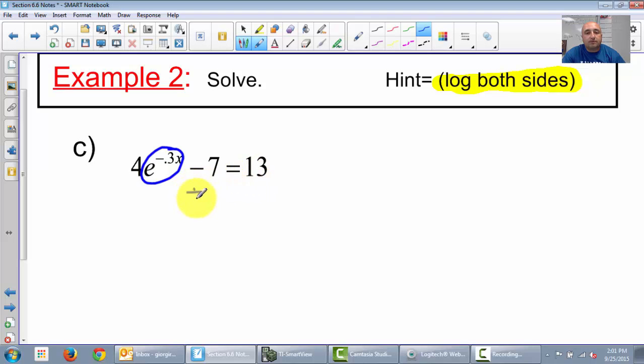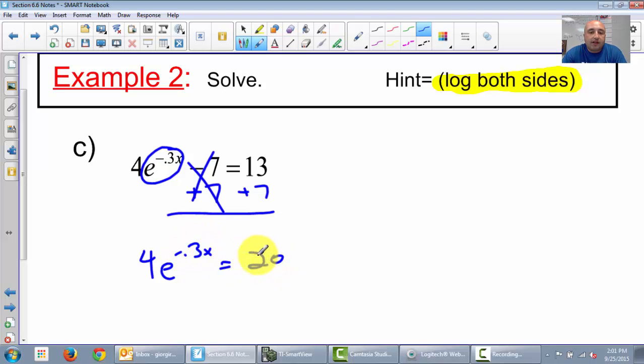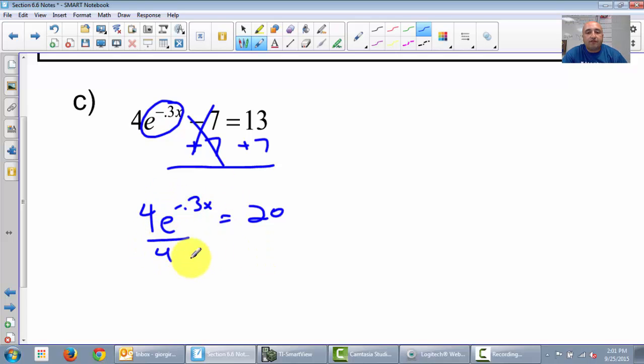So what I'm going to do first is add 7 to both sides to get rid of the 7's. So I have 4e to the negative 0.3x is equal to 20. And now I need to get rid of that times 4, so I'm going to divide everything by 4. So e to the negative 0.3x is equal to 5.